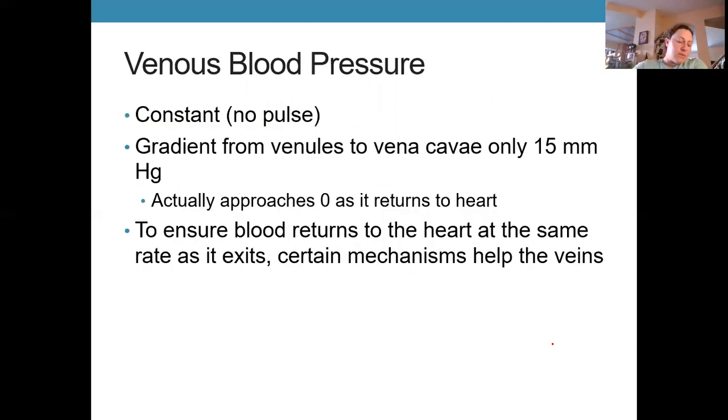All right, so then once we get over to the venous side, now we have that constant pressure. So there's no pulse. So you cannot feel a pulse in your veins, okay, only in your arteries.